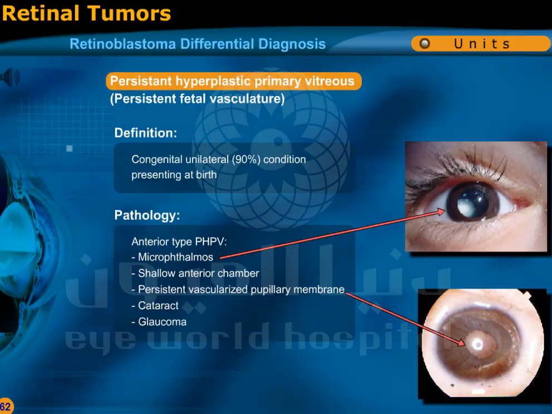Persistent hyperplastic primary vitreous, persistent fetal vasculature. This is a congenital condition that is unilateral in 90% of cases, presenting at birth. Pathology: anterior type PHPV, microphthalmos, shallow anterior chamber, persistent vascularized pupillary membrane, cataract, and glaucoma.